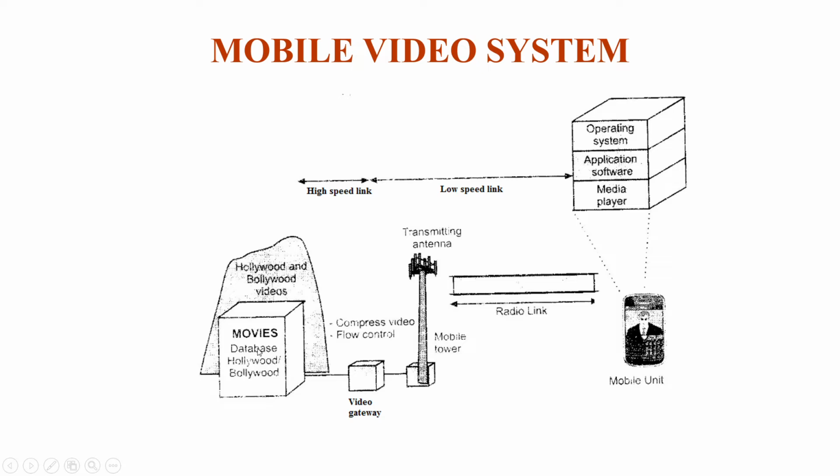Your movies server will be connected to a video gateway with very high speed links, and then this video gateway will be connected to the transmitting antenna with low speed links.